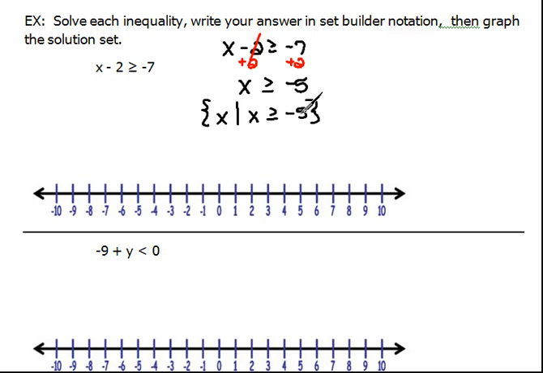Now we graph. We start at negative 5, and this will be a closed circle because there is equality here. So at negative 5, I put a closed circle, and the x's that are larger than negative 5 would go to the right.